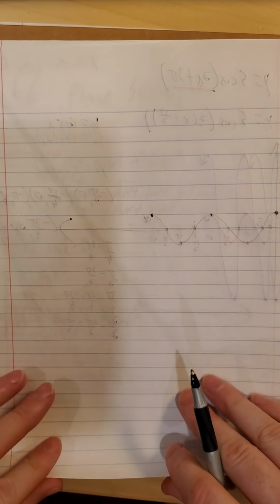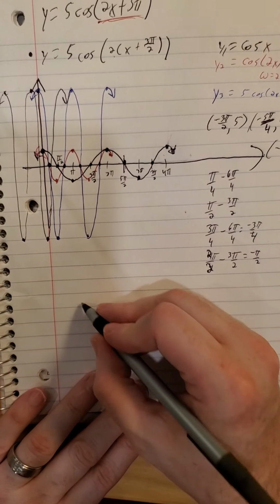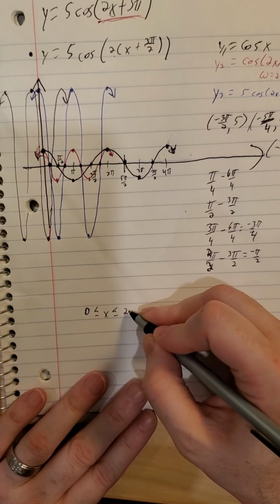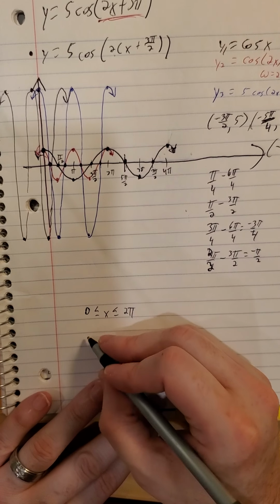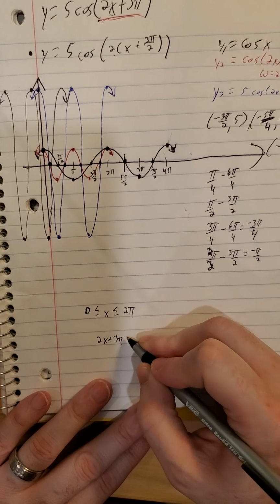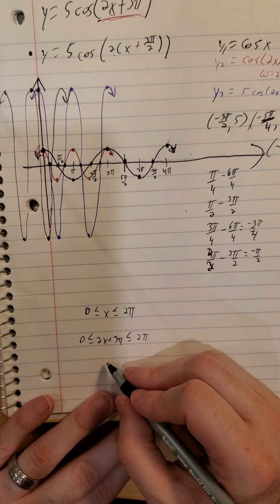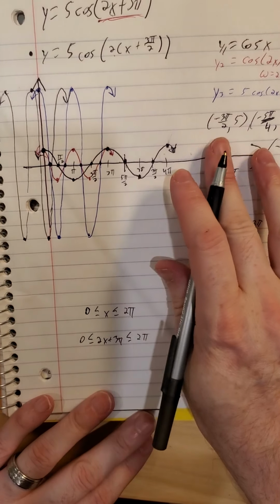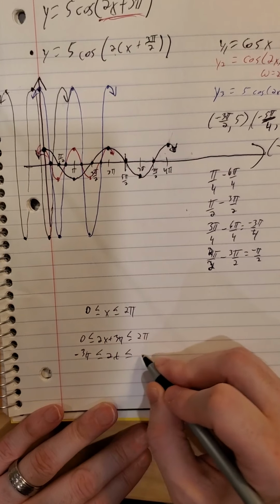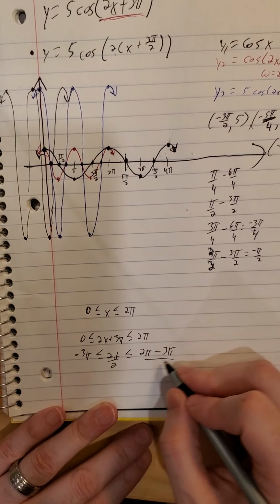Now, one thing that you might notice on that one, in fact, I should be able to squeeze it on this page. On an original cosine function, we have x on the interval 0 to 2 pi. So on this one, the 2x plus 3 pi would have been on the interval 0 to 2 pi. If I get the x by itself, that would show us these boundaries that we have here. So negative 3 pi less than or equal to 2x less than or equal to 2 pi minus 3 pi. And then we just cut everybody in half.